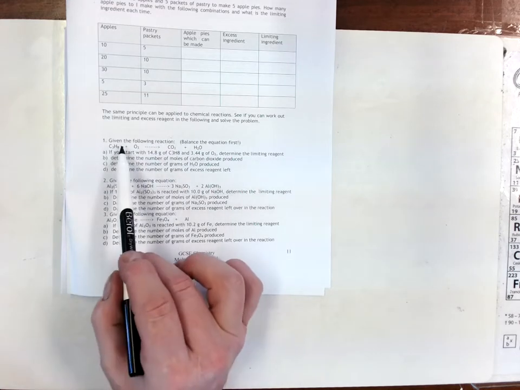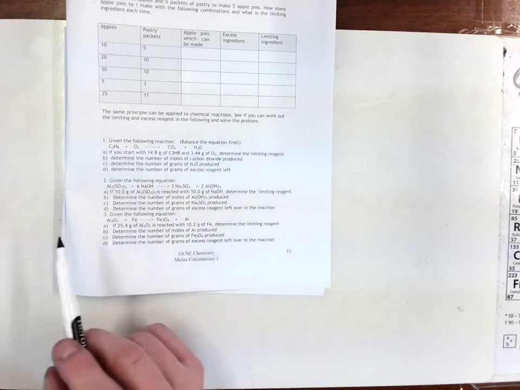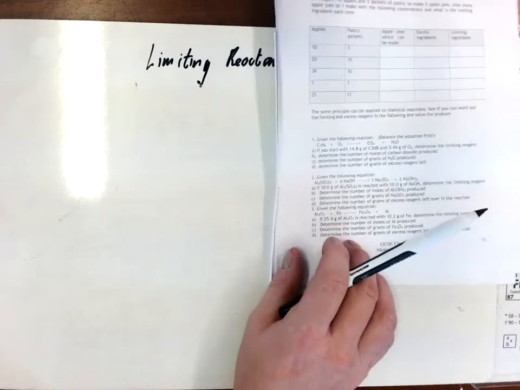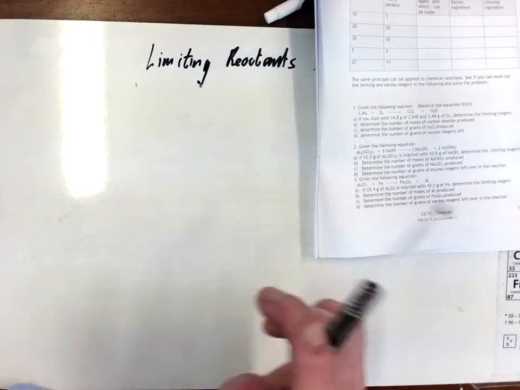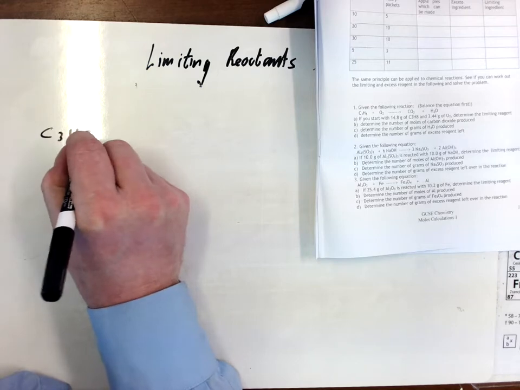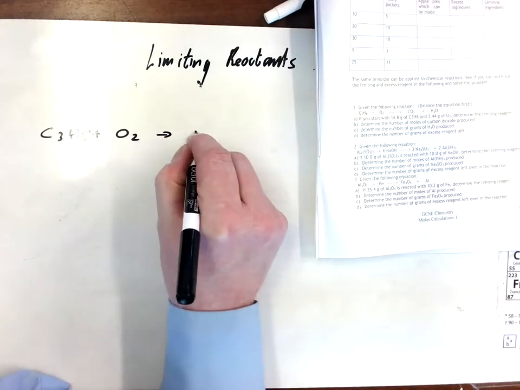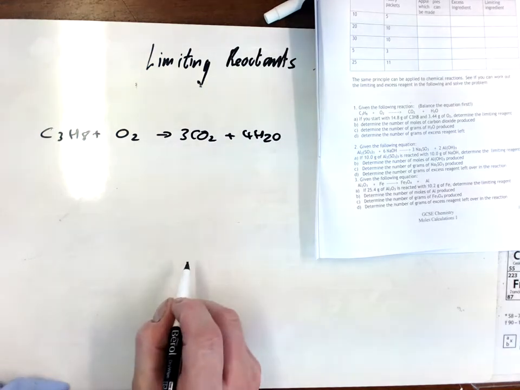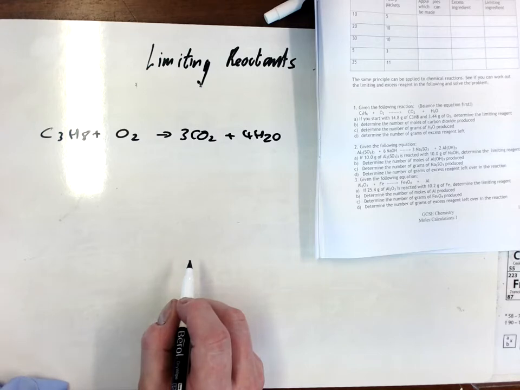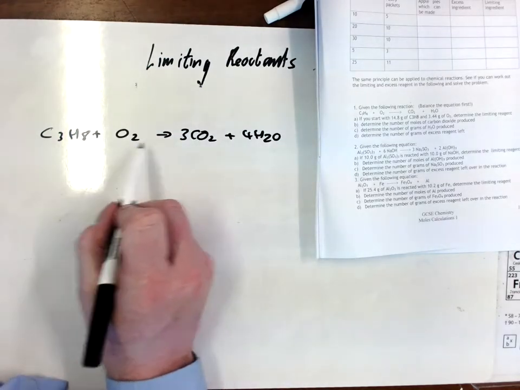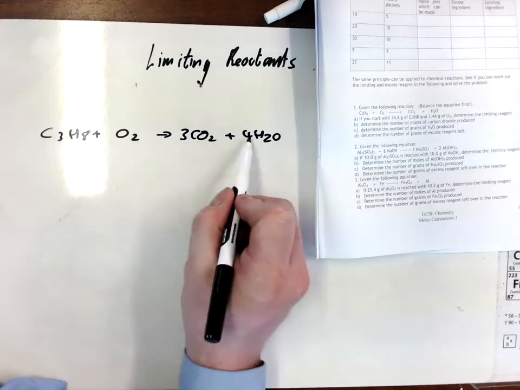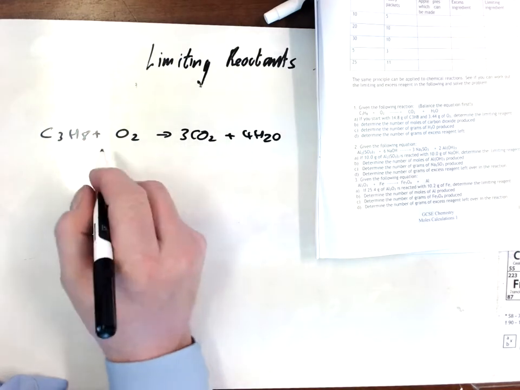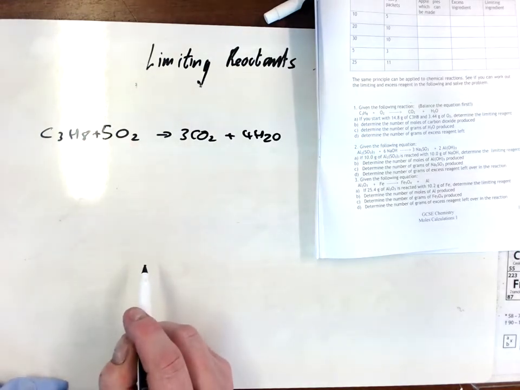Given the following reaction, balance the equation first, so we'll do that now. Let's balance the equation first of all, and again, it's a combustion equation. The best way to balance a combustion equation is by doing it alphabetically: carbon, hydrogen, then oxygen. So I have 3 carbons here, I need 3 there. I have 8 hydrogens there, so I need 4 times 2 hydrogens there. And the oxygens, finally, I have 6 and 4 is 10, so I have 5. So that's the equation balanced.